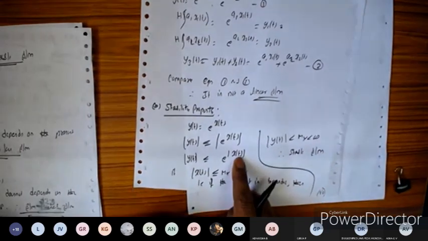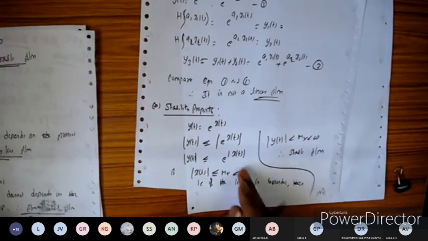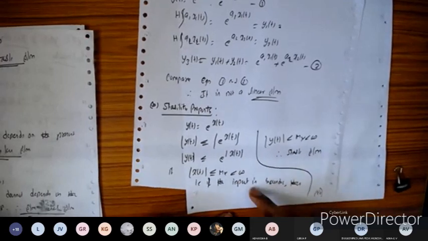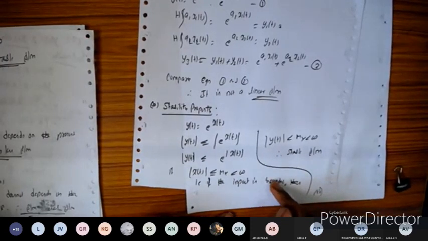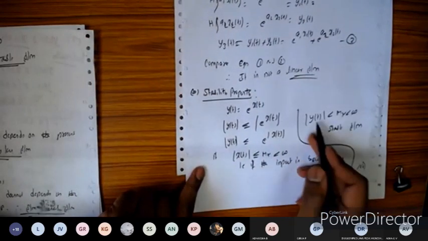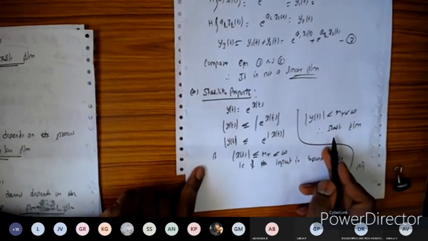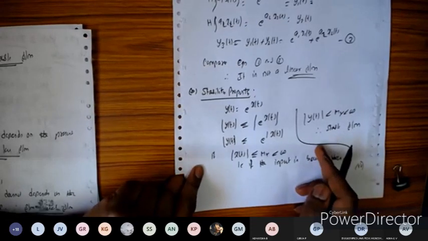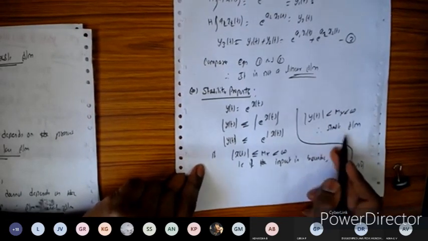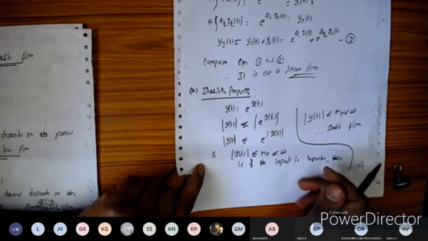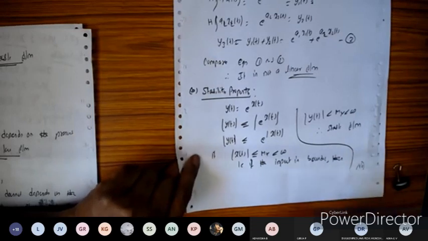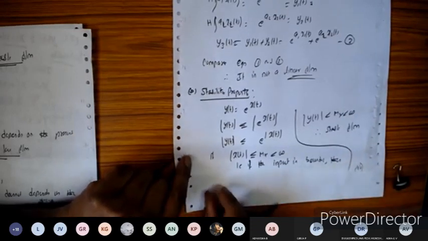If the input is a finite quantity, for example if x of t is 10, 20 or 100, then the output will be a finite quantity. Otherwise, it will not be a stable system. So we are putting the condition here: if x of t is bounded, then y of t will also be bounded. It is called stability. So we are done with the stability.